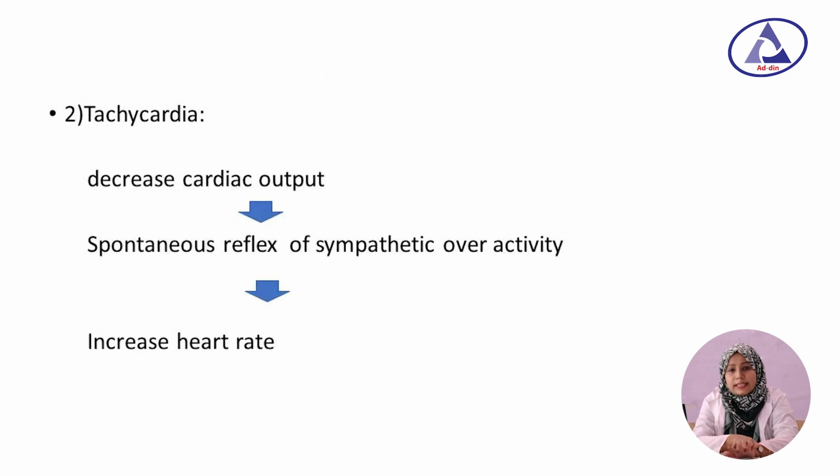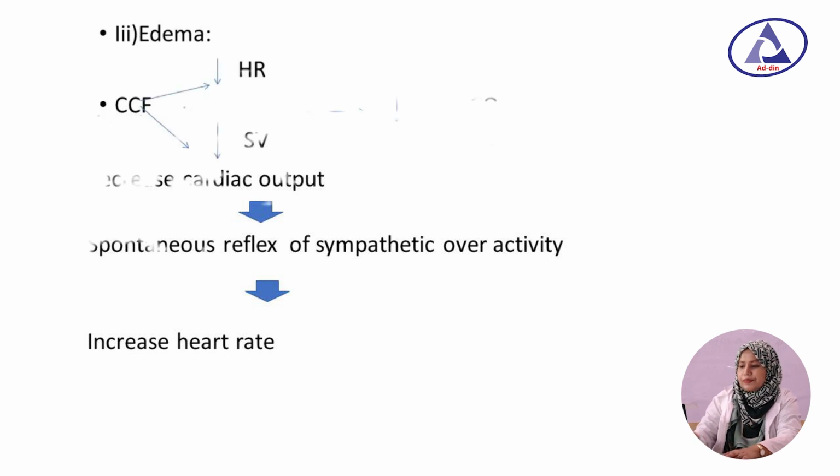Then number 2 is tachycardia. When cardiac output is decreased from its normal value, sympathetic stimulation from the brain is activated and increased heart rate occurs, and that refers to tachycardia. The sympathetic system increases because the autonomic nervous system of our body causes reflex spontaneous sympathetic activity. As a result, adrenaline and noradrenaline are released excessively, and that causes increased heart rate.